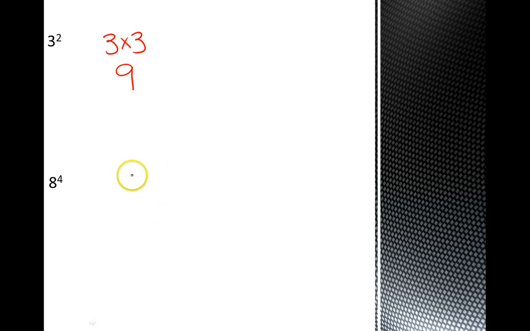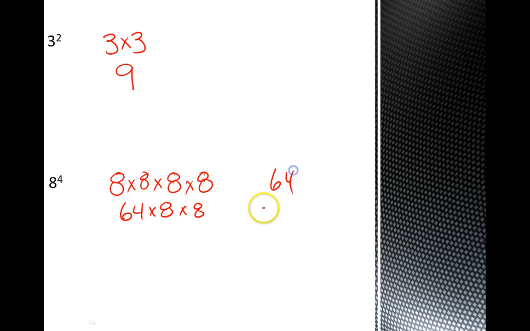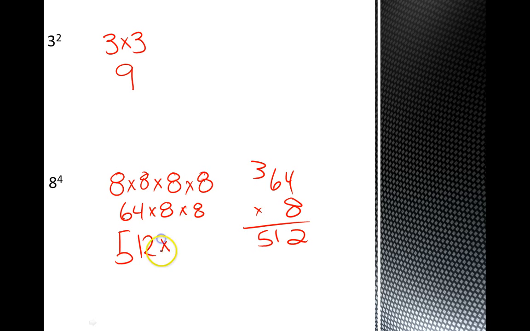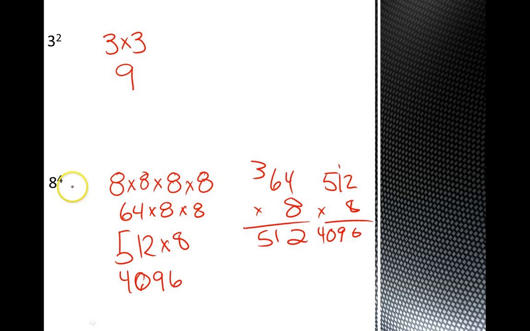Or we have 8 to the 4th power. That's equal to 8 times 8 times 8 times 8. Well, 8 times 8, that is 64. 64 times 8 is 512, and 512 times 8 is 4,096. So 4,096 is the answer. Do not answer it as 32.